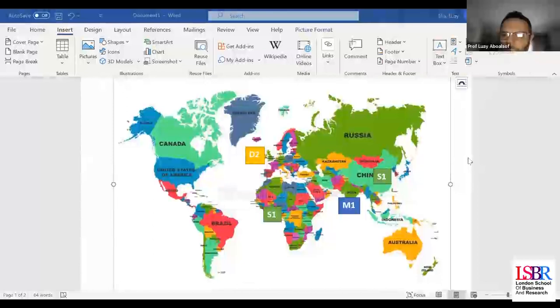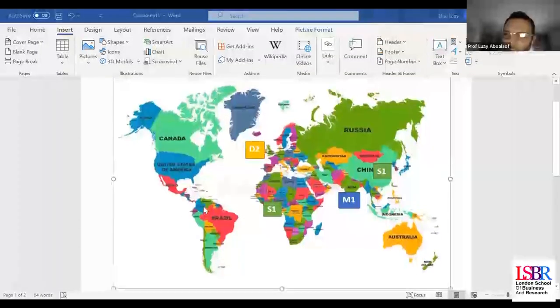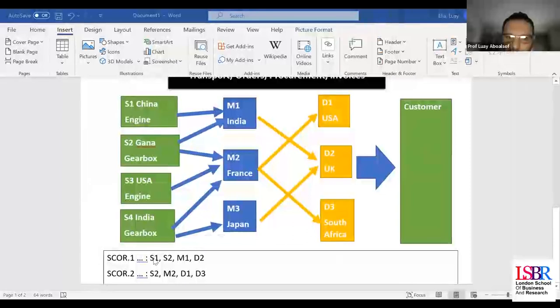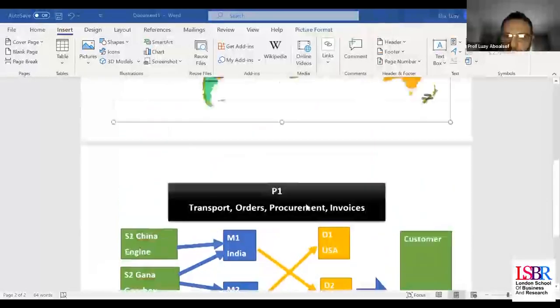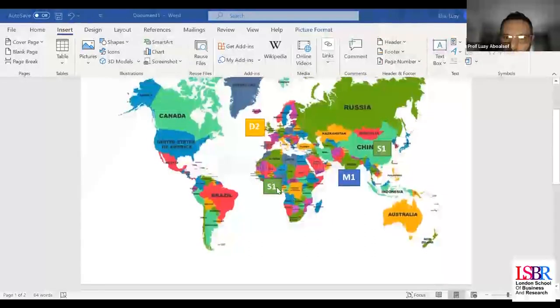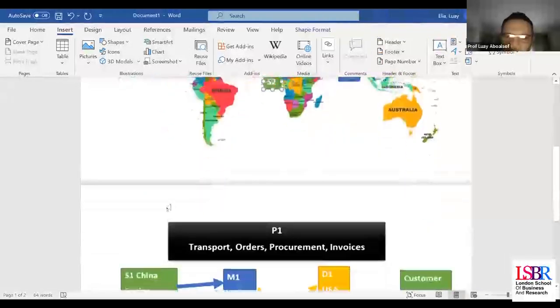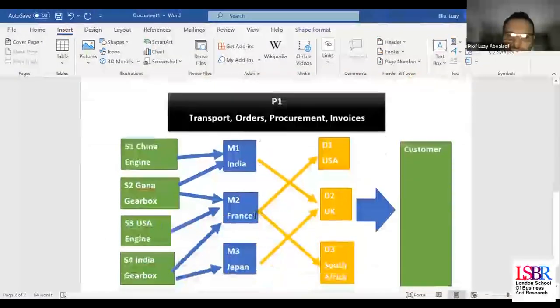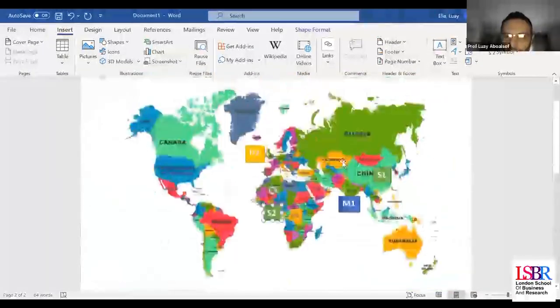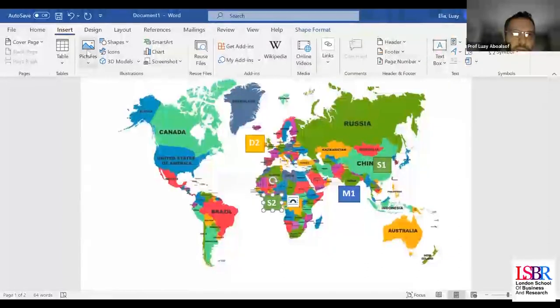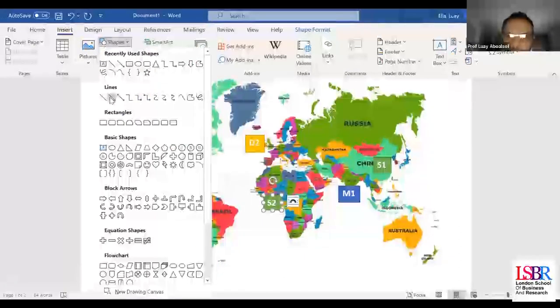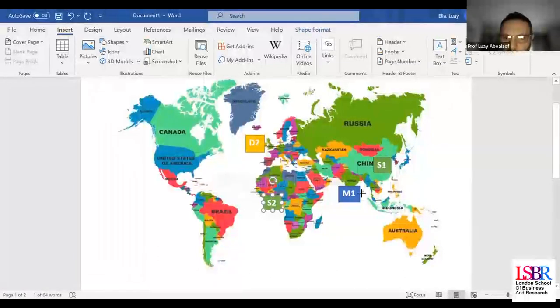So now what we need to do is link in my SCOR model in order to make a global process mapping. My SCOR model is telling me S1, S2 going to M1, M1 going to D2. Apologies, this is S2. S1 in China, S2 in Ghana, M1 in India, D2 to UK. That's the first one: S1, S2, M1, D2. So I start putting my lines. S1 to M1.